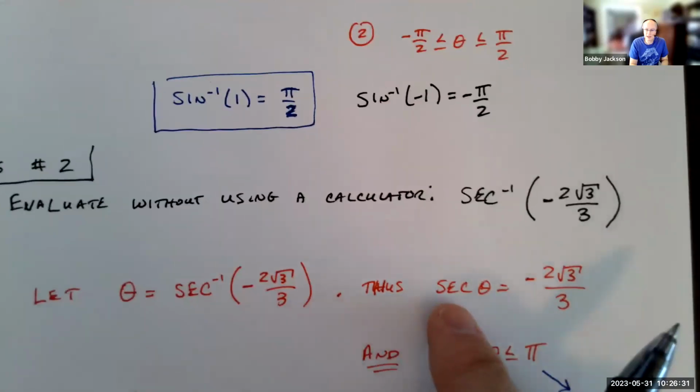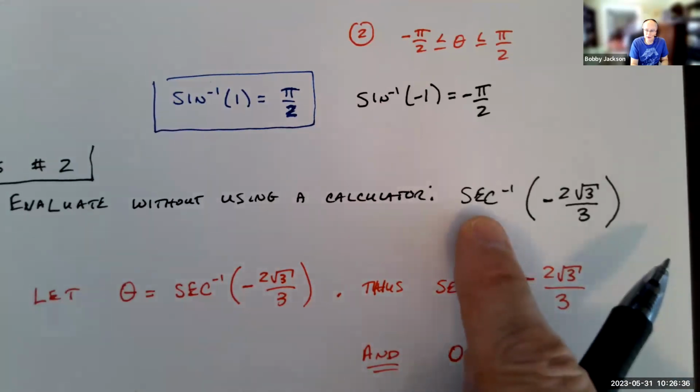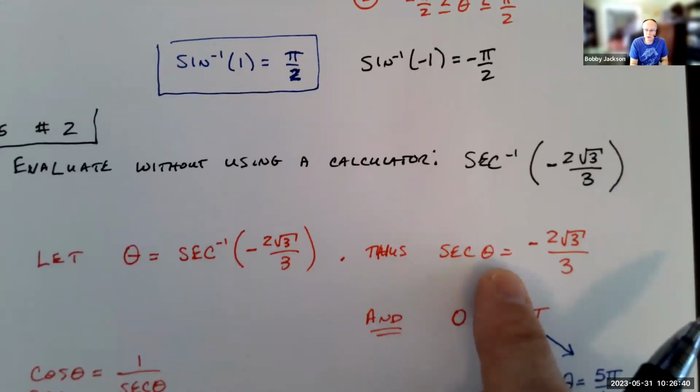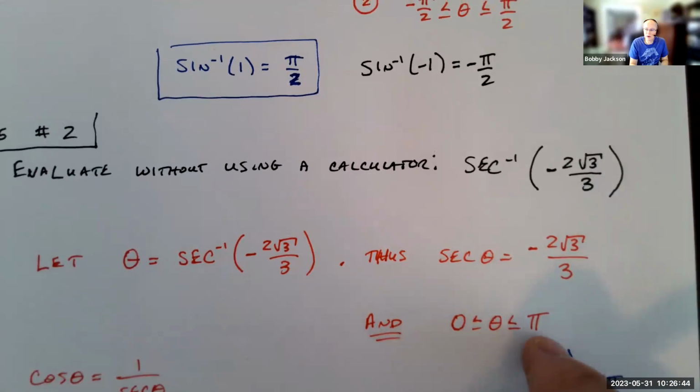Thus, what do we know? Secant of theta must be equal to -2√3/3. Again, this is the inverse secant function. So given this statement, this is the inverse relationship. Okay, but we also have theta this time between 0 and pi.